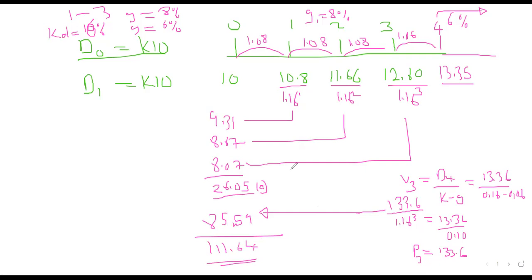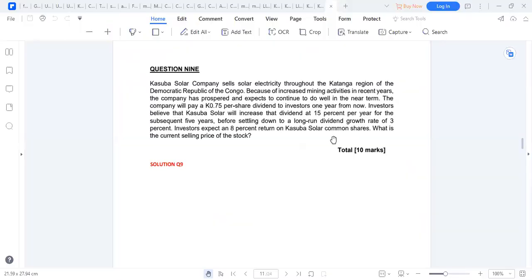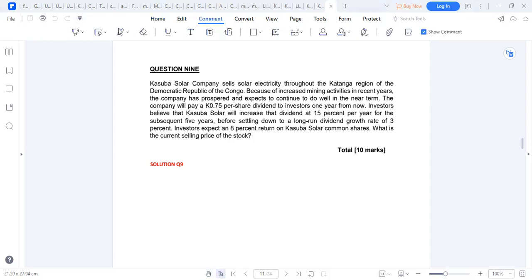Okay, so this being said, I want us now to religiously calculate the value of stock for this company. Let's identify whether we're given D1, D2, the growth, then we tabulate it together. Are we together? Slowly, let's go through it. Kasuwa Solar Company sells solar electricity throughout the Katanga region. Because of increased mining activities in recent years, the company has prospered and expects to continue to do well in the near term. Now, here are the figures. The company will pay 0.75 per share to the shareholders 1 year from now. So tell me, what dividend is that? What data is that?